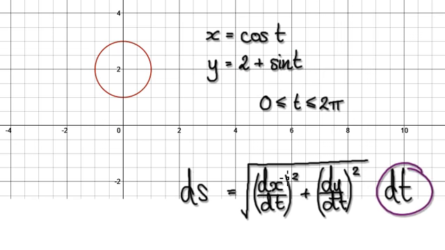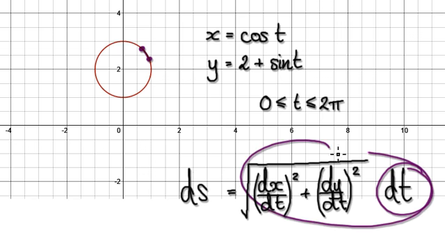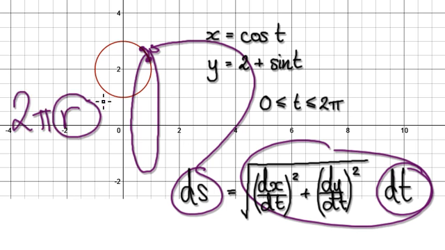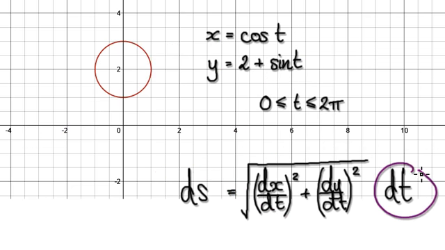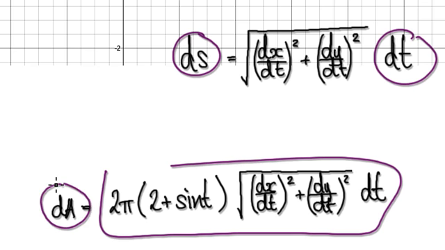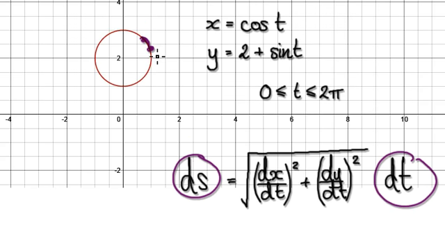A small change in time would result in a small change in the distance of the actual path. Once you've got your ds, you times it with the circumference of the circle, 2 pi r, where r in this case is this bit here. And then this dA represents a small change in the area of this strip.